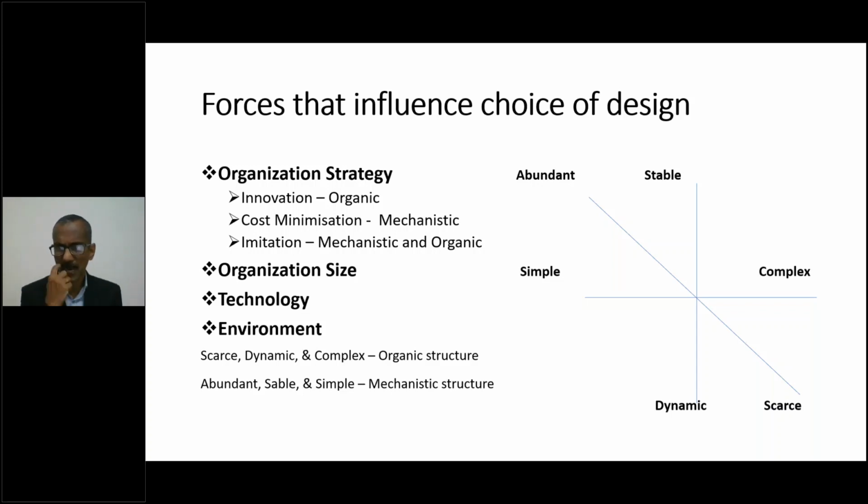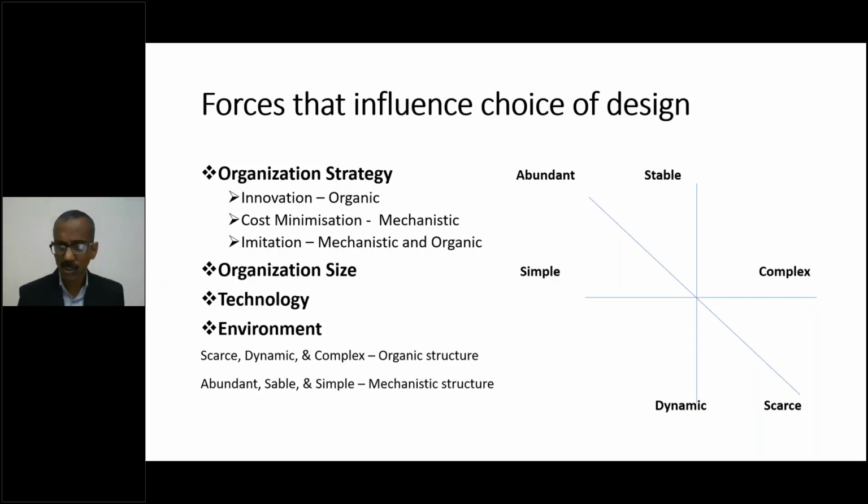Three dimensions are mentioned. On the top, you find stable. Suppose you have a stable environment, resources are abundant, and it's a simple environment. That is, not too many forces influence the performance of your organization. In that case, your environment is simple, stable, and resources are abundant, then probably you may prefer mechanistic structure.